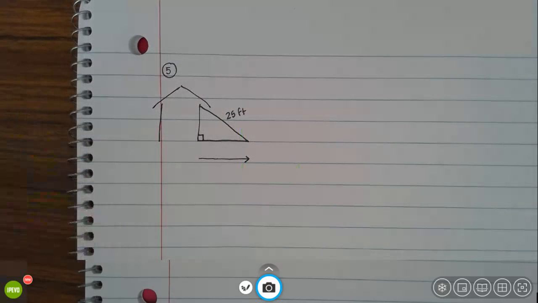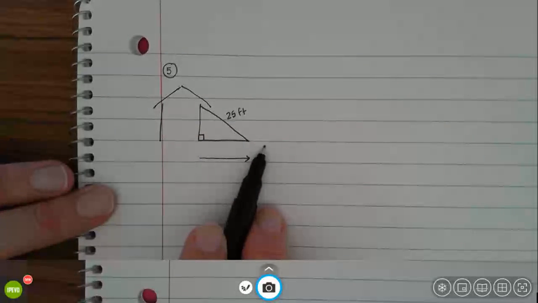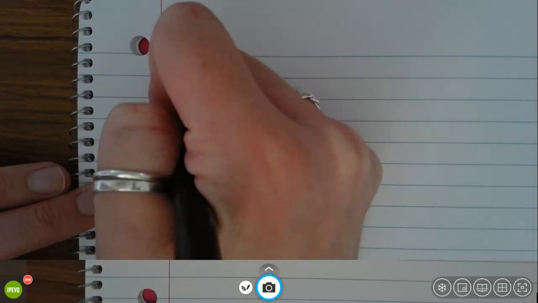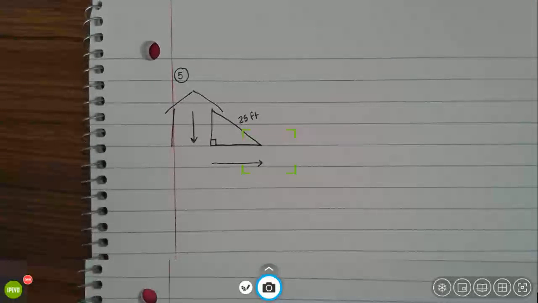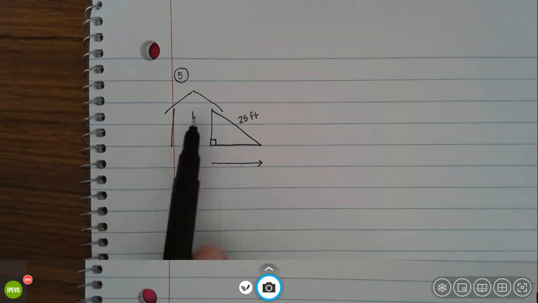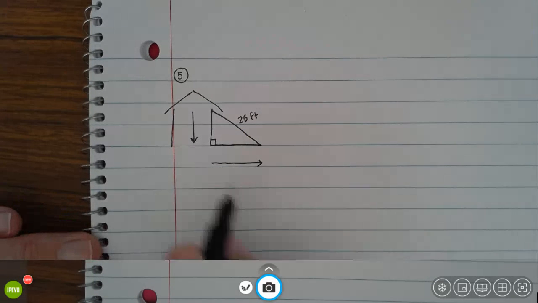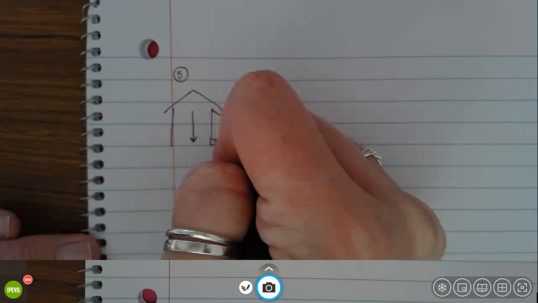We want to know how fast the top is moving down the wall when the base of the ladder is 24 feet from the wall. So we said as the base is moving outwards, the top of the ladder is going to be sliding down the wall. So we know that this is going to be some sort of a rate here. And the question is asking how fast are we moving when the base of the ladder is exactly 24 feet from the wall? So we're saying that this distance here is 24 feet.